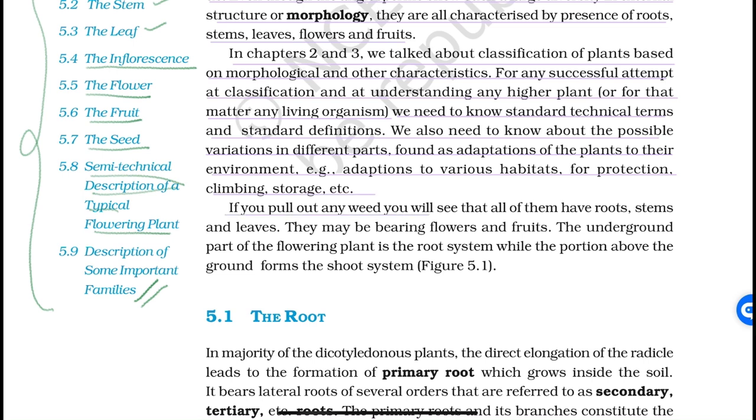If you pull out any weed, you will see that all of them have roots, stems and leaves. They may be bearing flowers and fruits. The underground part of a flowering plant is the root system, while the portion above the ground forms the shoot system.